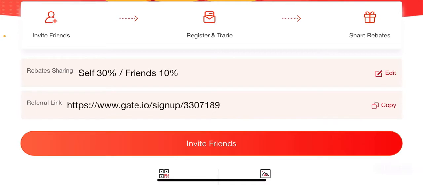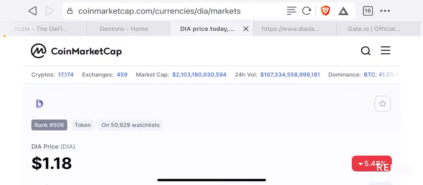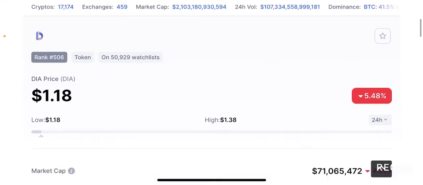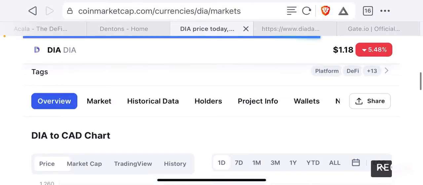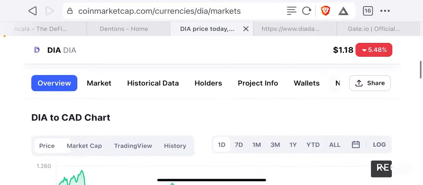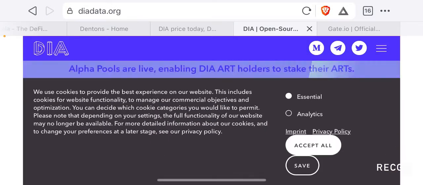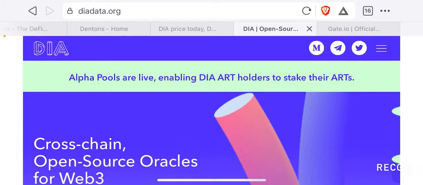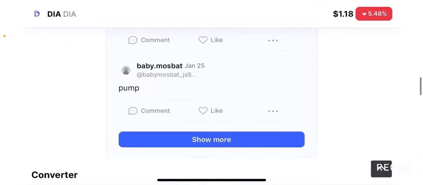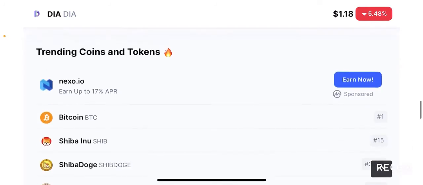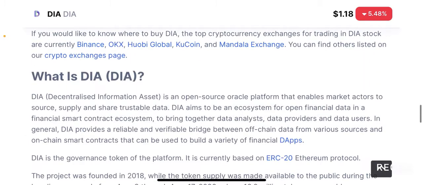So going back to DIA, for the purpose of this video, we're going to rely on the information present on CoinMarketCap's page for this token, along with the information present on their website, which is diadata.org, in order to present today's video. But this is only going to be a peripheral analysis, which means you need to do your own in-depth research before you put your hard-earned money on this token.